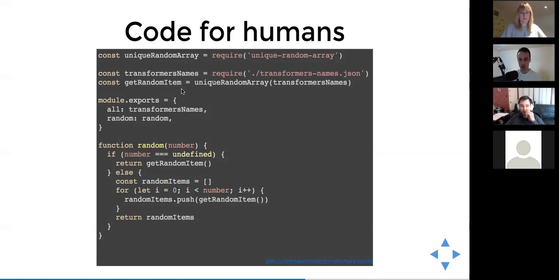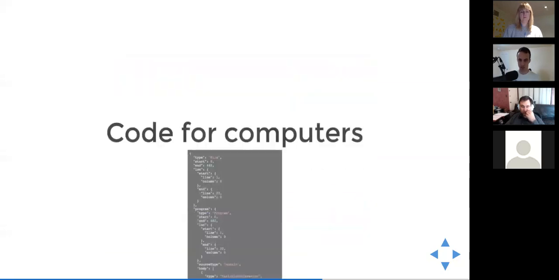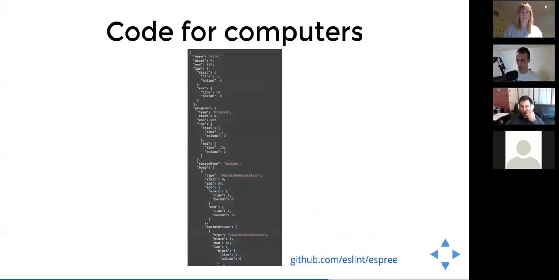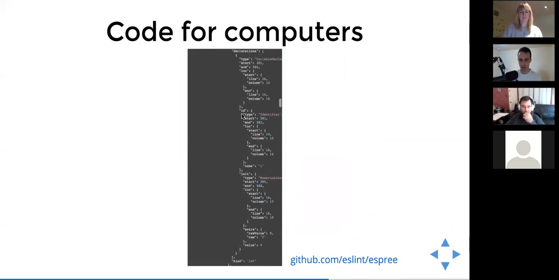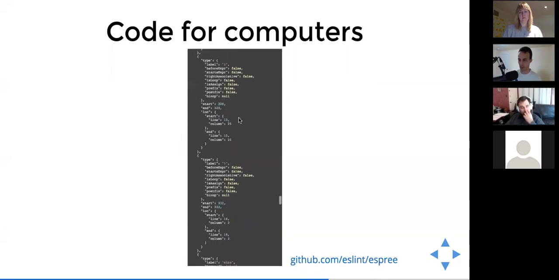So this code is for humans, but when the browser loads it, or when Node loads it up, it's going to parse it into something useful. And what it parses it into is called an AST. So this is code for computers. That's the same code, just parsed with Esprima, which is the ESLint parser. And you can't even see it. It's enormous. It's a giant JSON object, basically.